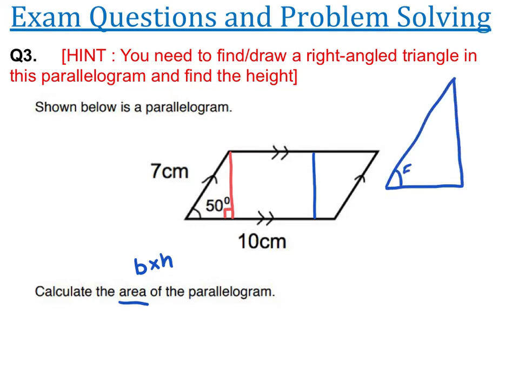So this is 50 degrees. This is 7 centimeters. Here's my right angle, and this is the side that I want to find. So I'm going to go ahead and label it. Here's my opposite side, and here is the hypotenuse.